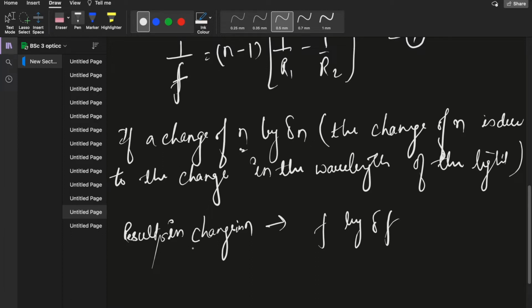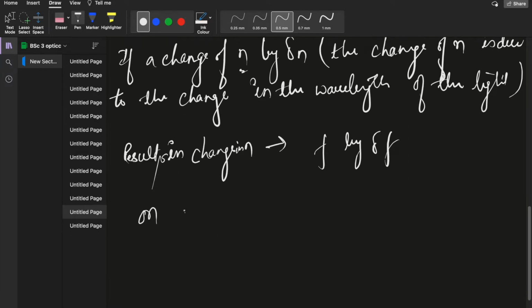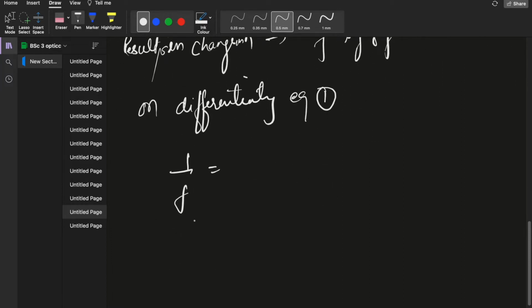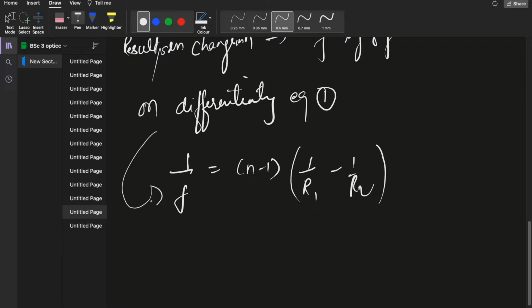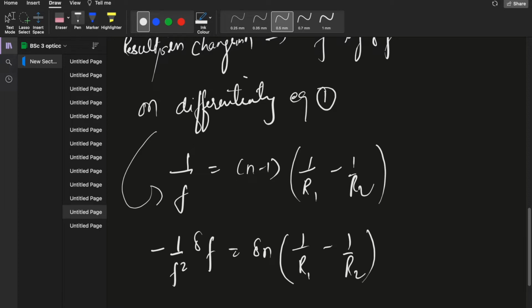Finally we can say, on differentiating equation 1. What was equation 1? 1 upon f equals (n minus 1) times (1 upon r1 minus 1 upon r2). So this was our equation number 1. On differentiating this, we get minus 1 upon f square times delta f equals delta n only. The 1 becomes 0, a constant becomes 0, and this is constant for n, so this becomes (1 upon r1 minus 1 upon r2).